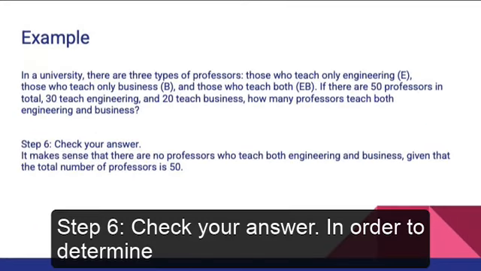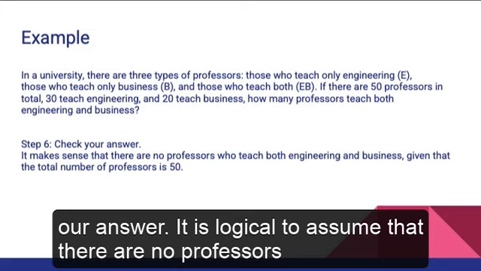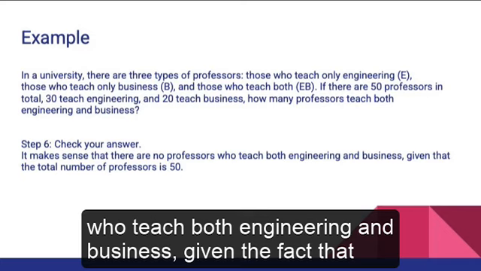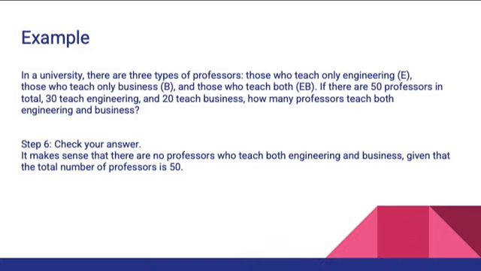Step 6. Check your answer. In order to determine whether our previous conclusion is accurate, we need to verify our answer. It is logical to assume that there are no professors who teach both engineering and business, given the fact that the total number of professors is 50.